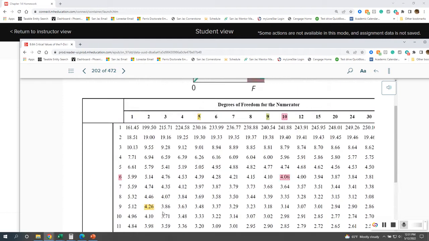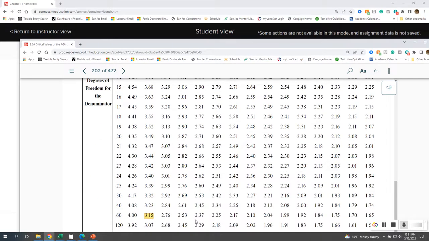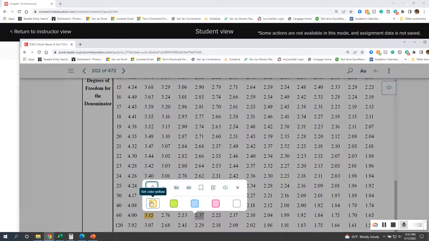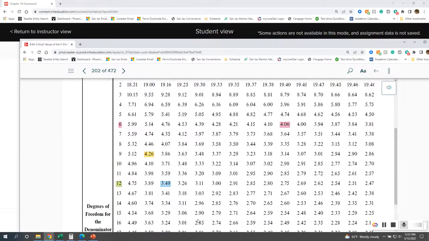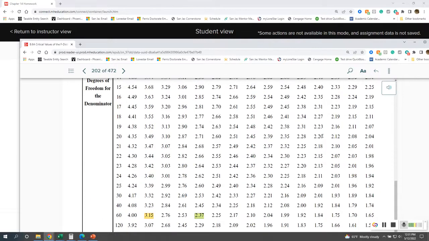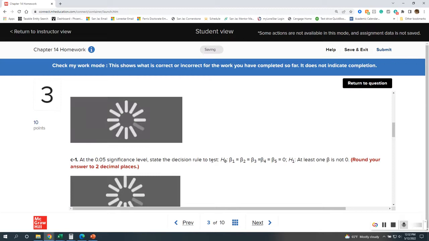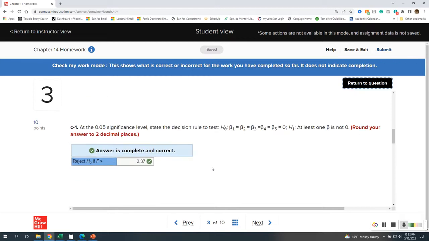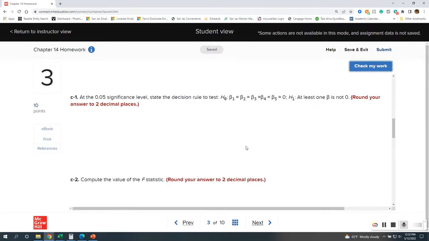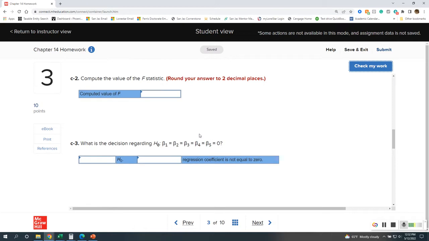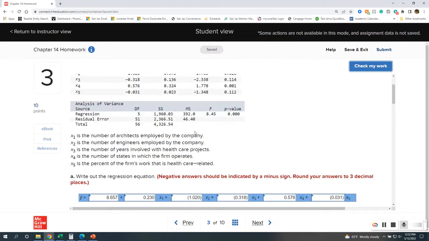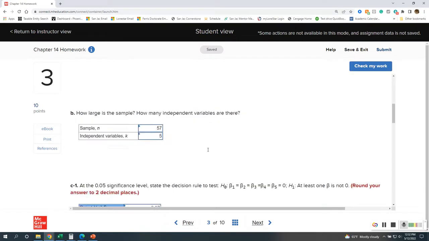Notice that I do not have 57. So, probably going to be close to 60. Yeah, right column. So we're looking at probably 2.37. There we go. Again, closest to the one that we can in our chart. Okay. Next, compute the value of the F statistic. Is 8.45.